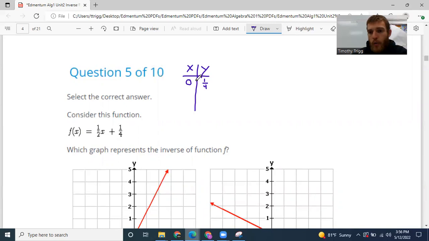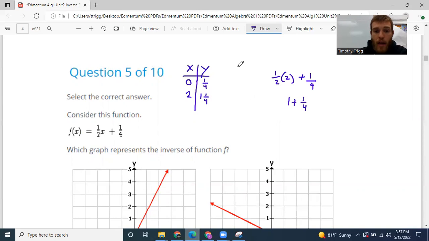Now, I don't like dealing with fractions for the most part, if I can avoid it, but in this case, they kind of forced our hand a little bit. Let's find another coordinate point. I'm actually going to use 2, and you'll see why. What's 1/2, replacing the X with 2, plus 1/4? Well, 1/2 times 2 is 1. 1 plus 1/4 is 1 1/4.